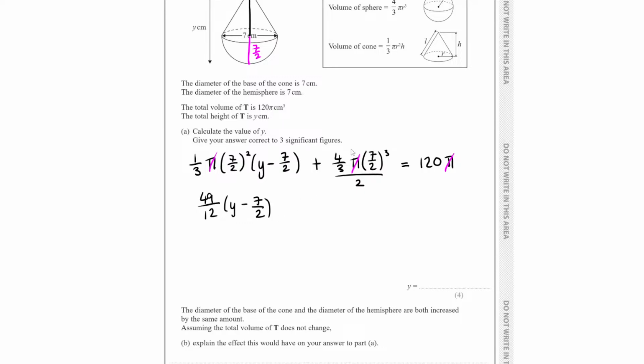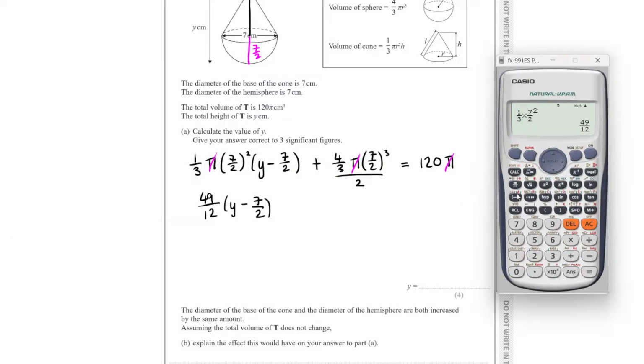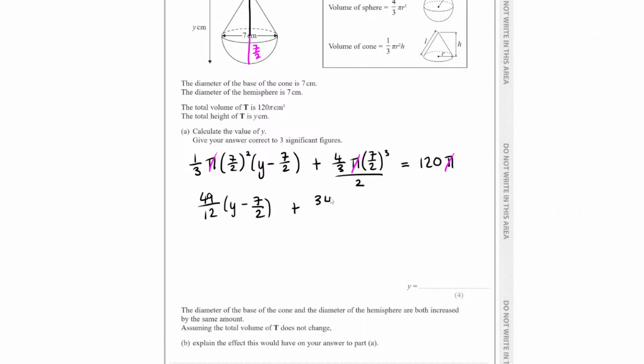Then I would do the same here. So we've got 4/3 multiplied by 7 over 2. Now this one is cubed though, so make sure you get that right as well. Cubed, I think I need to put there. And then that was the whole sphere, wasn't it? So I need to divide that by 2. Again, I would leave that just as a fraction. 343 over 12. Luckily, it's got the same denominator. And then this is just 120, isn't it?